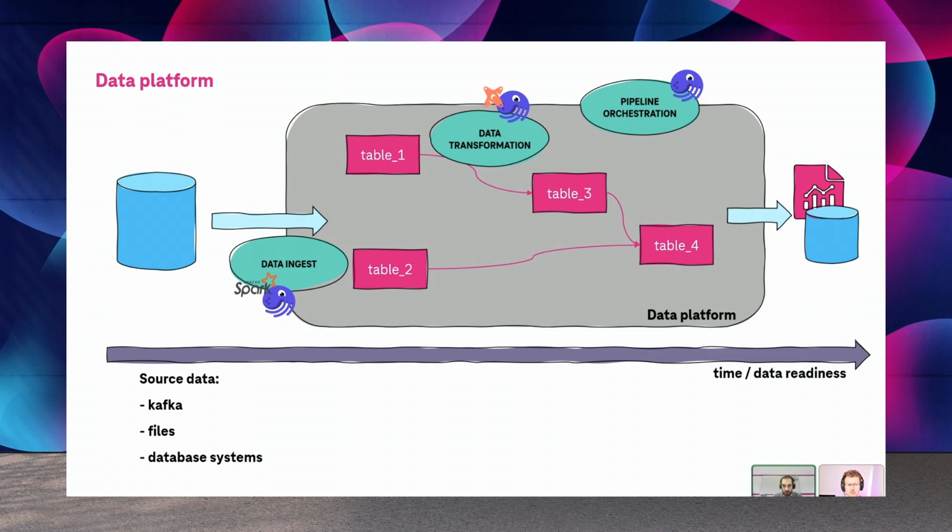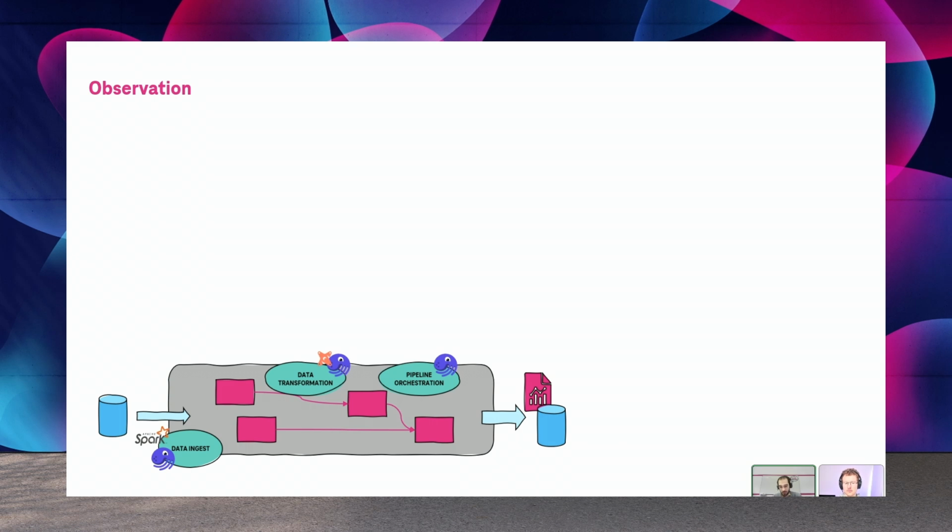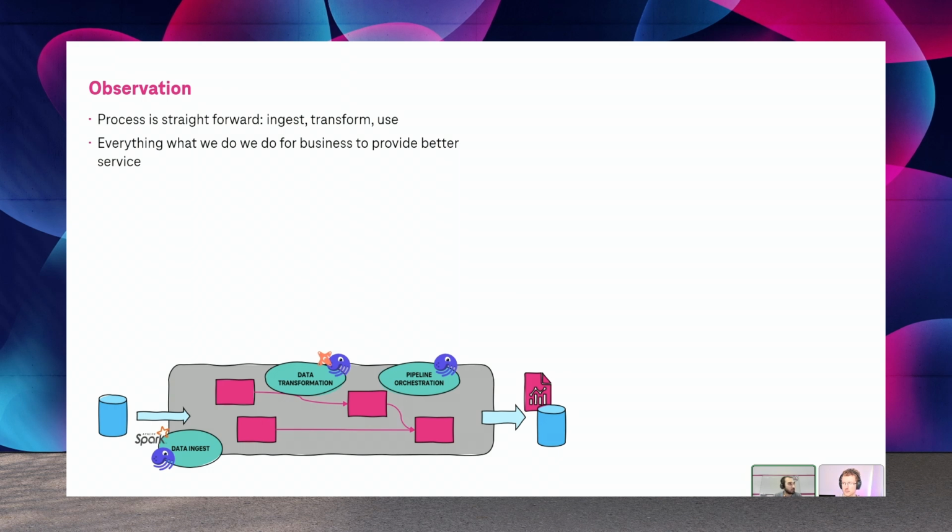And I would say this picture is actually representing the core of one data engineering process in general. Now, if you take a look into this process, and we say, okay, there is ingestion, there is a transformation, and we orchestrate, we can say the process is relatively straightforward. We just ingest, transform, and then use the data. But what we never have to forget is that everything we do, we are doing to provide better service, and we are doing this for the business.